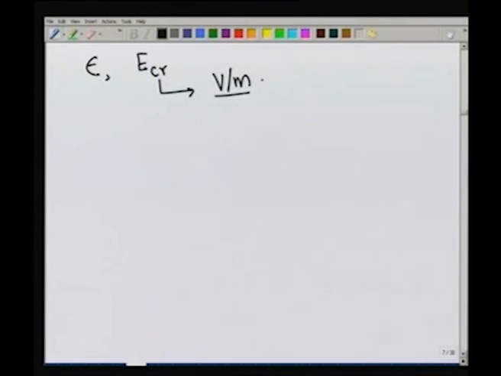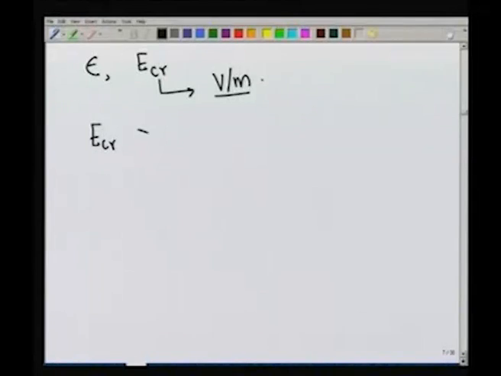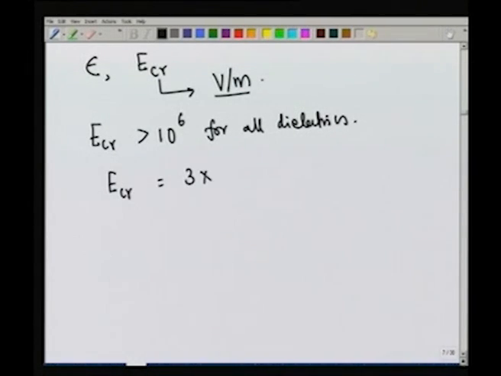Before we proceed, we should quickly ask ourselves as to what are the typical values of this E critical. Obviously, we do not want E critical to be very, very small. In fact, it should be reasonably large. So, let me give a few numbers. The first statement is that E critical is greater than 10 to the power of 6 for all common dielectrics which we encounter. For air, E critical or the dielectric strength is something like 3 into 10 to the power of 6 volts per meter. So, it is a reasonably large quantity.